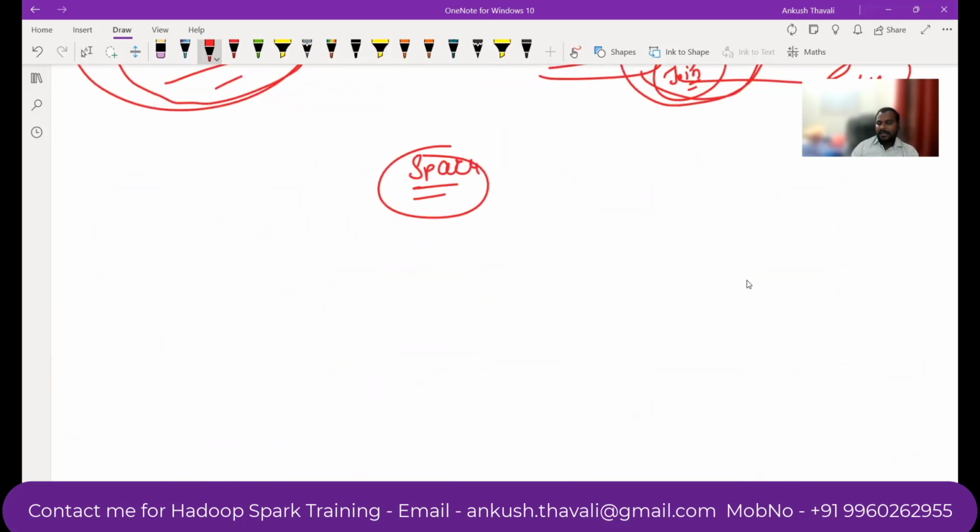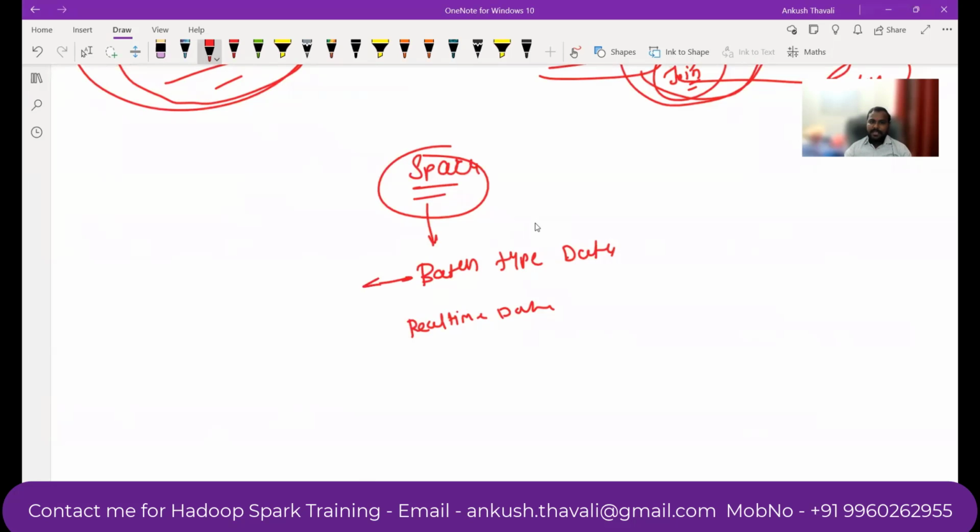Spark is a technology which can do a lot of work. See, when I was discussing Hadoop, the problem was it can only do batch processing. It can only process batch type of data. Let's assume that I want to process my real-time data. Now, what is batch data and real-time data? First of all, that is the first question, right?